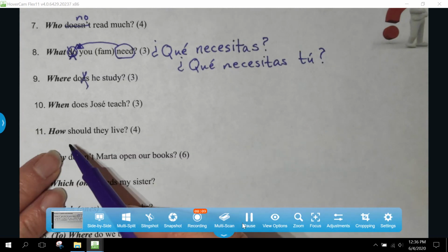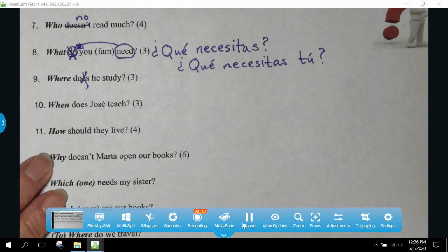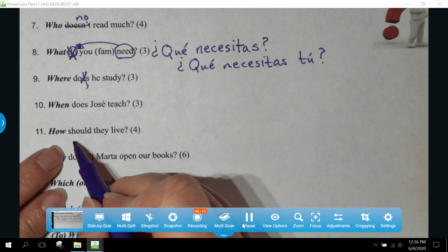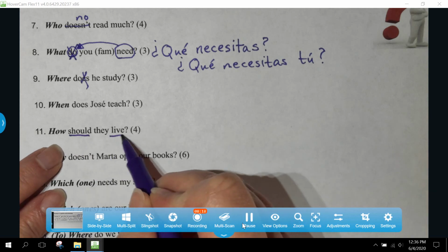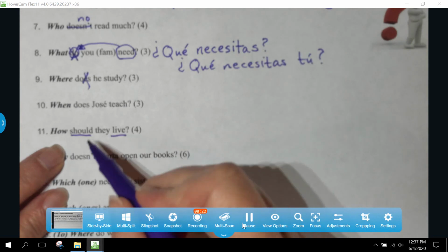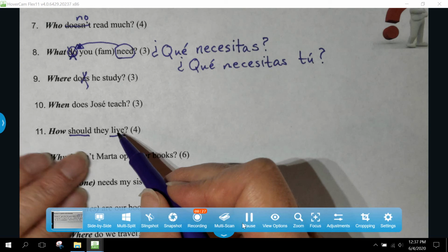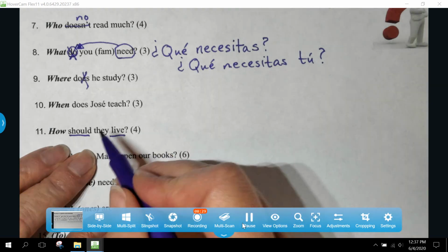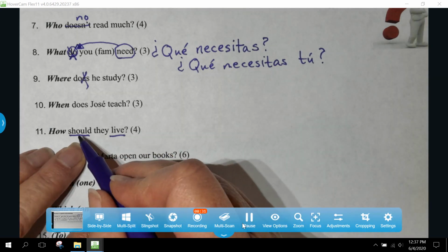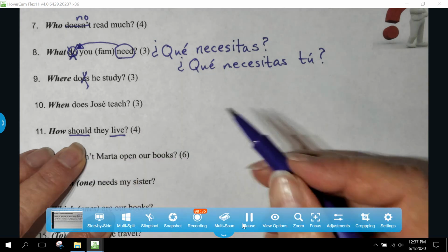On number 11, how should they live? You may or may not remember this from Spanish 1. You have should and you have live. That's 2 verbs. 2 verbs in a row means you conjugate the first one, you leave the second one alone. So, you start with the verb in the sentence. If you start with the verb, it stays together. You cannot divorce that verb. It has to stay together.